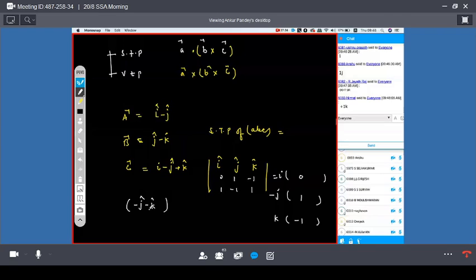Clear? Now that has to be dot multiplied with A, which is i minus j. There is no i, so 0. There is j, minus times minus, plus 1. There is no k, so 0. Answer is plus 1. Got it?